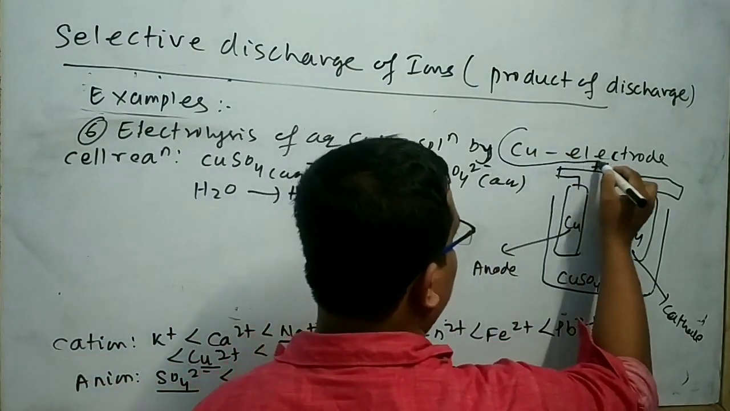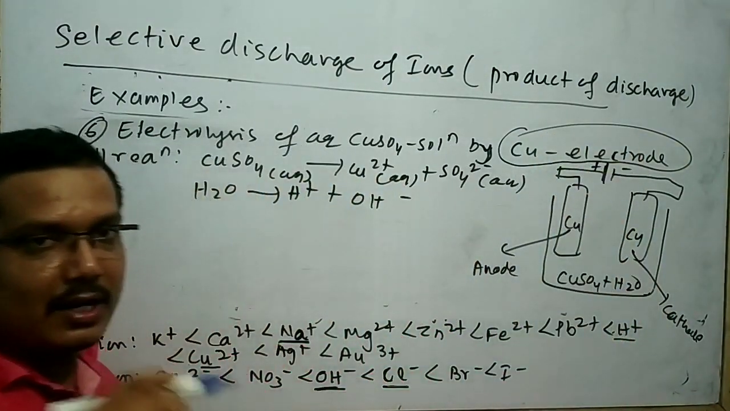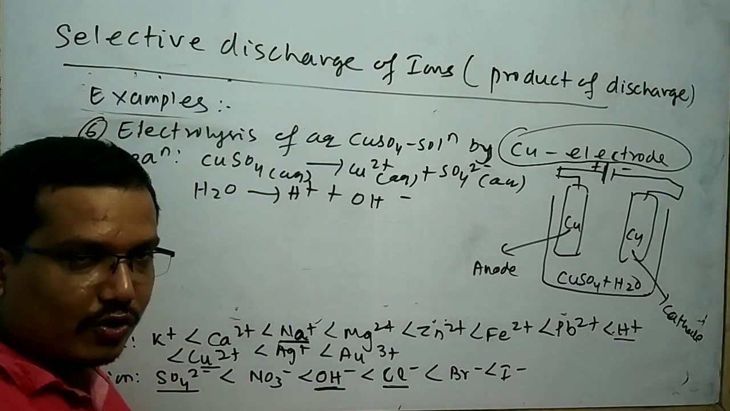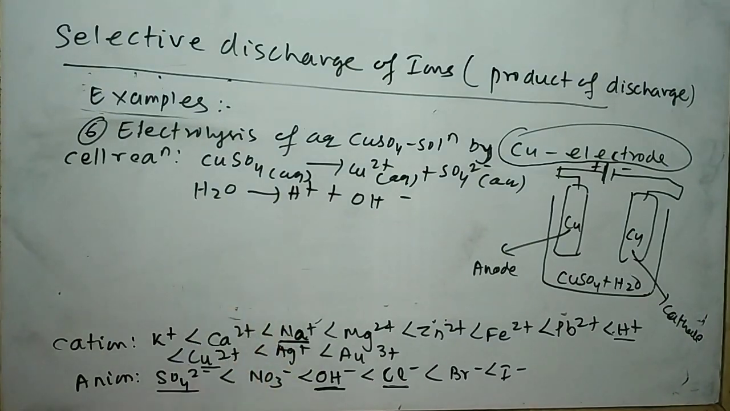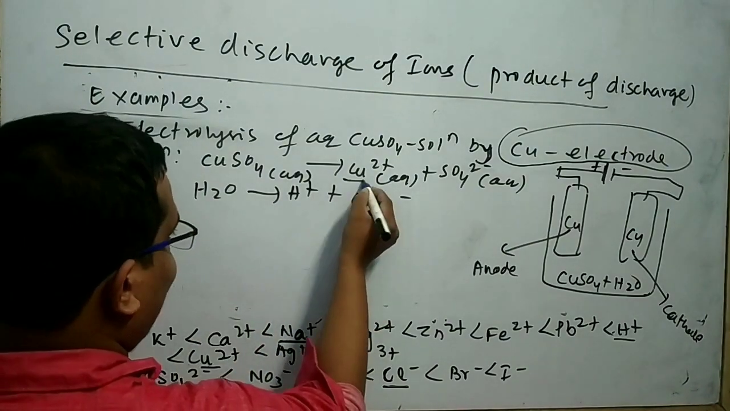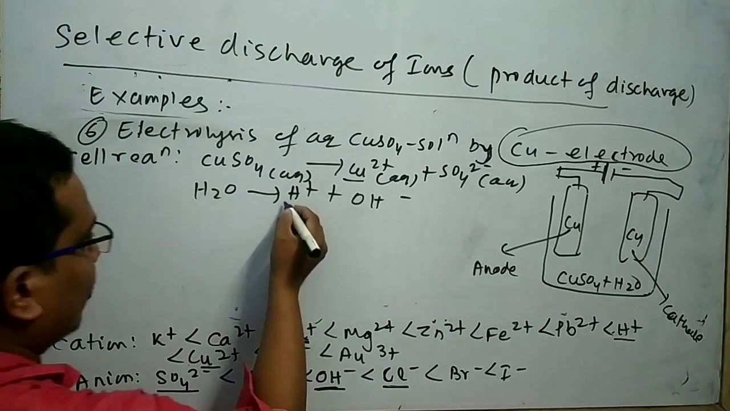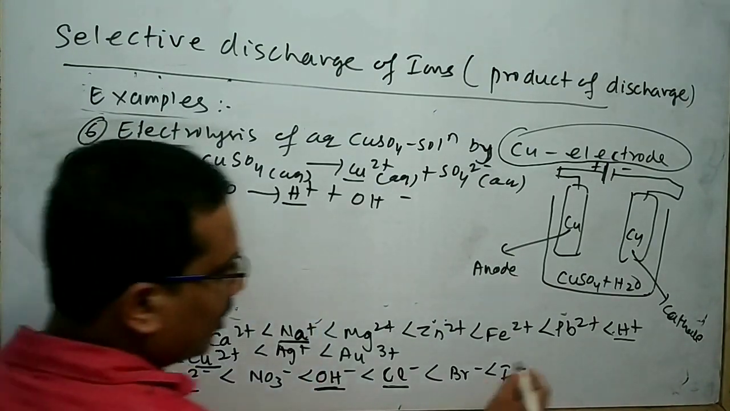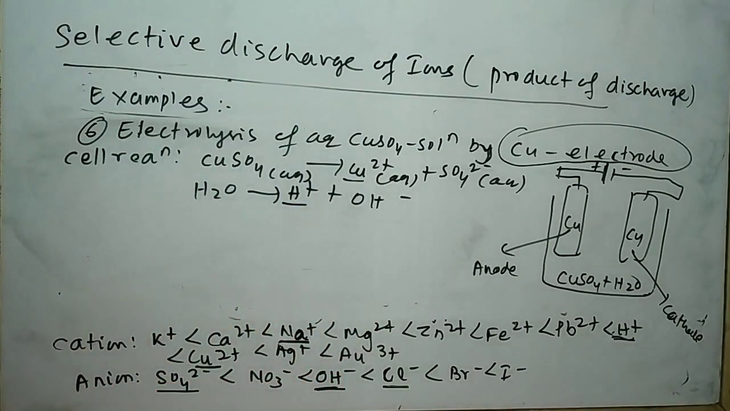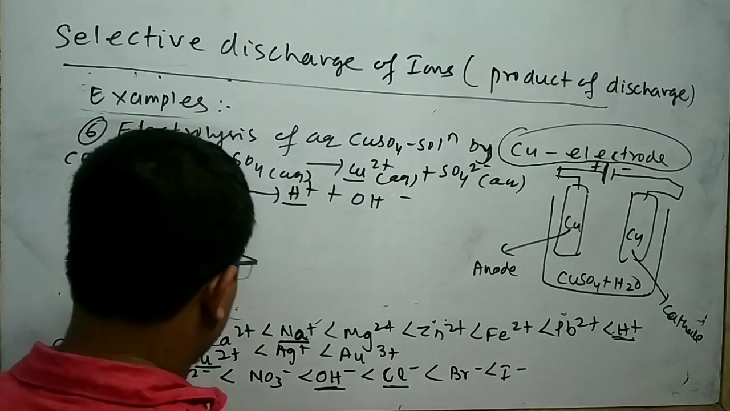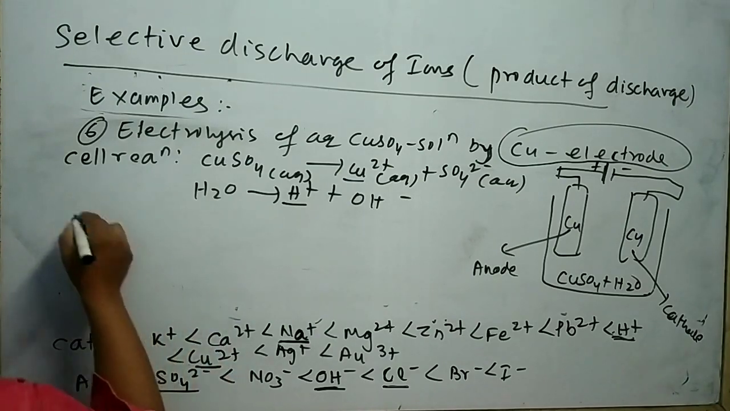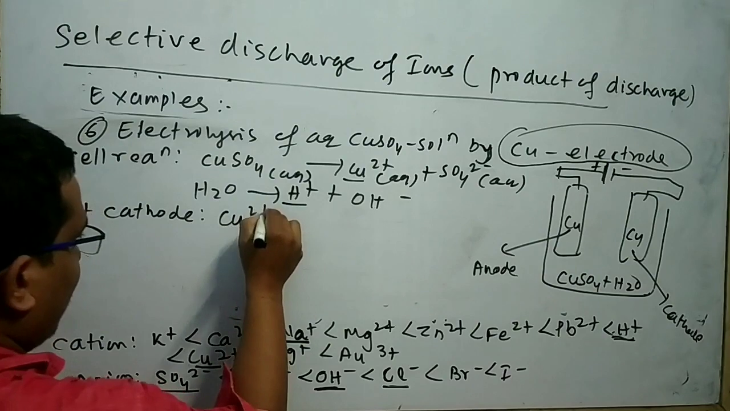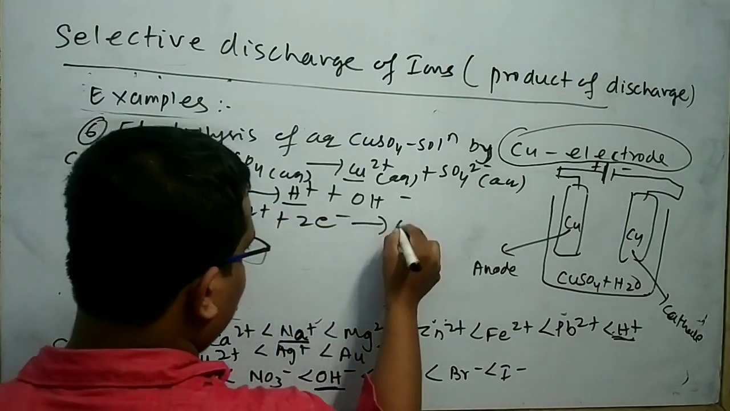Here copper electrode is present. Copper is an attackable electrode. That means it affects the product of electrolysis. At first I will think about the cation. Here two cations are present. One is Cu2 plus, another is H plus. Look at that, here Cu2 plus is present, here H plus is present. From this order it is clear that Cu2 plus discharges first, so I can write at cathode Cu2 plus plus 2 electrons gives Cu.